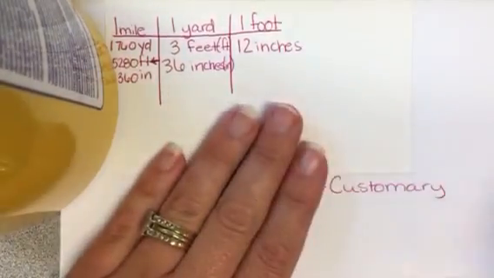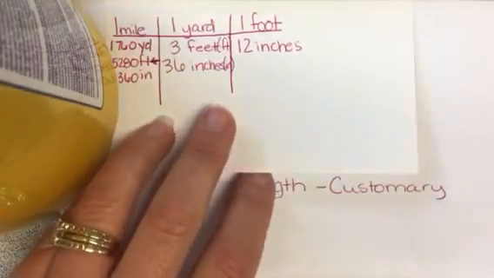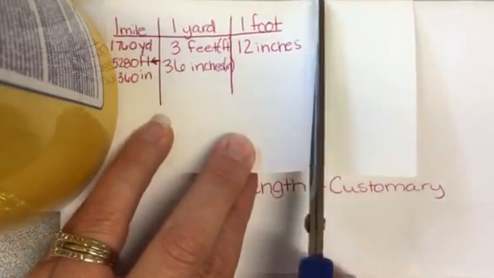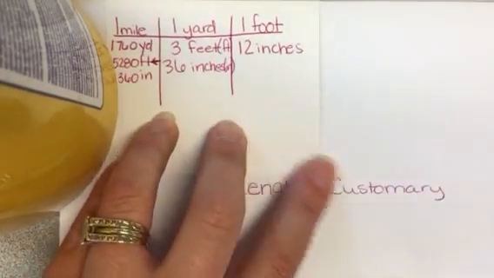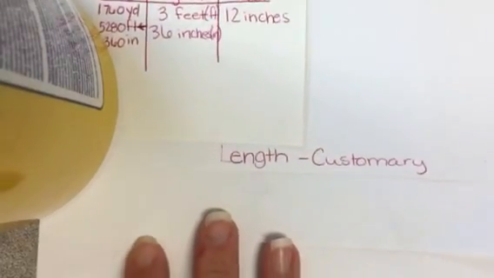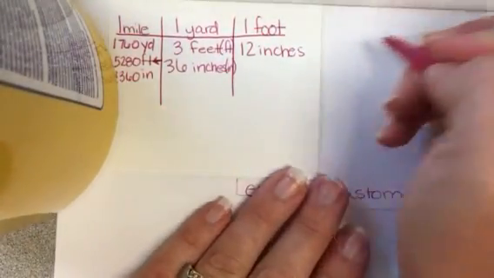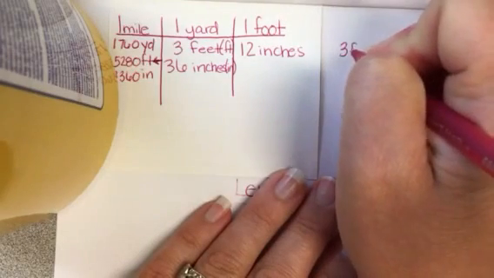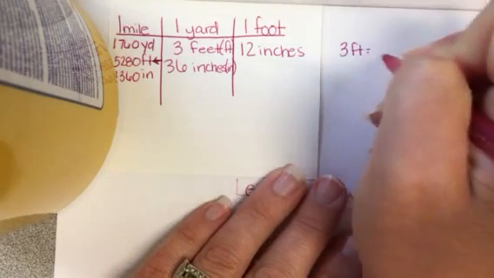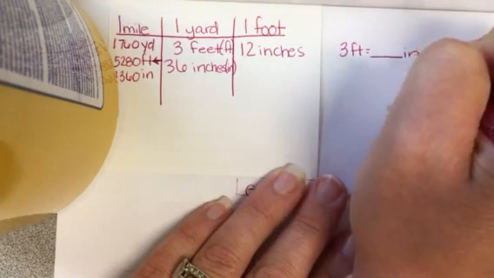Okay, so I'm going to go over here. I made a mistake the first time I was doing this video, so I had to cover up, so I had a blank page. So I'm actually cutting that off. You do not need to do that. All right, so let's give an example. If I have 3 feet and I want to know how many inches that is.